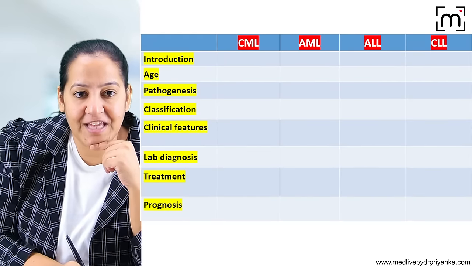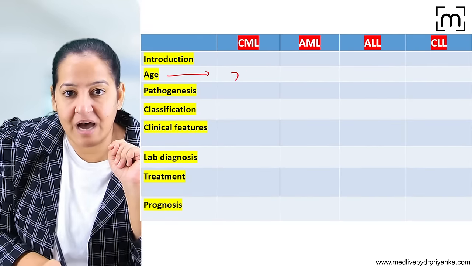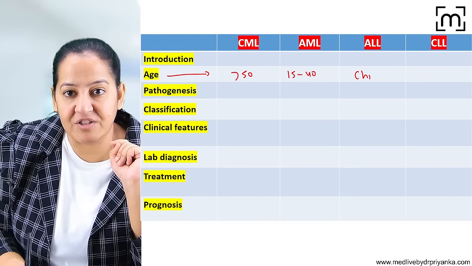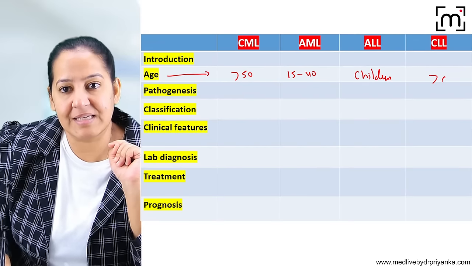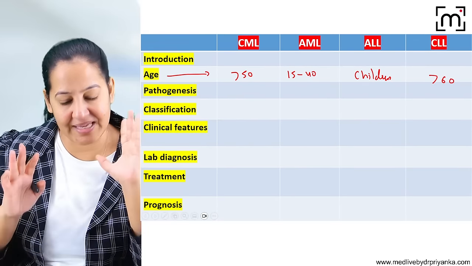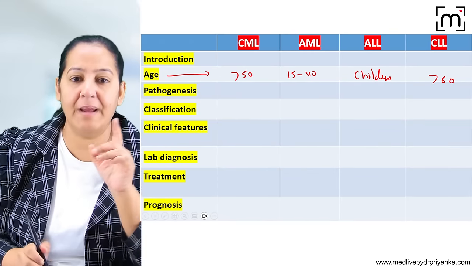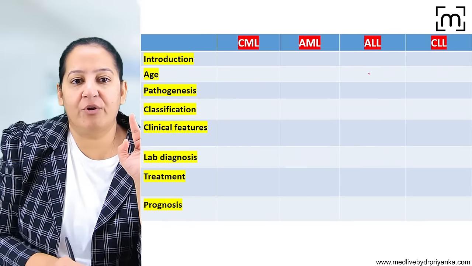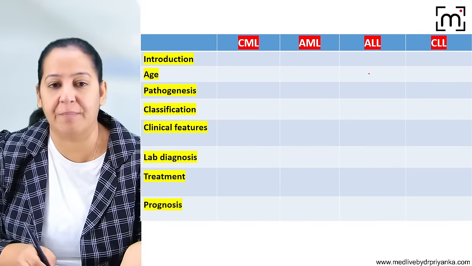Let me compare the four leukemias first. You know the definition. Tell me the age group of all four. CML occurs after 50 years. AML occurs at 15 to 40 years. ALL occurs in children. And CLL occurs at 60 to 80 years. So you can see the age group is entirely different. Please note down, exceptions are there, but looking at the age itself, you can guess which type of leukemia they are talking about.